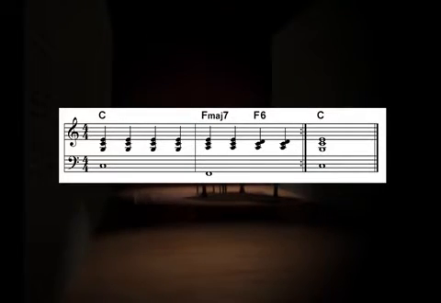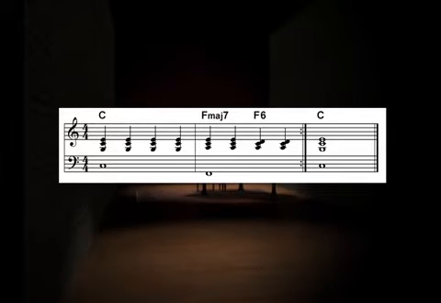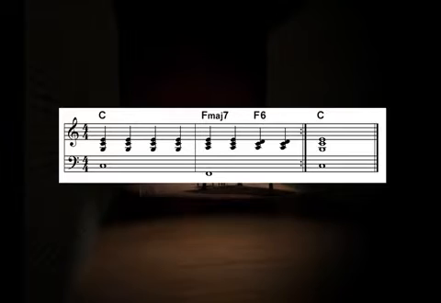Now let's look at the right hand of that first chord progression written out again. Notice that all the right hand chords are quarter notes. They have a stem and their heads are filled in, and these quarters sound like this.